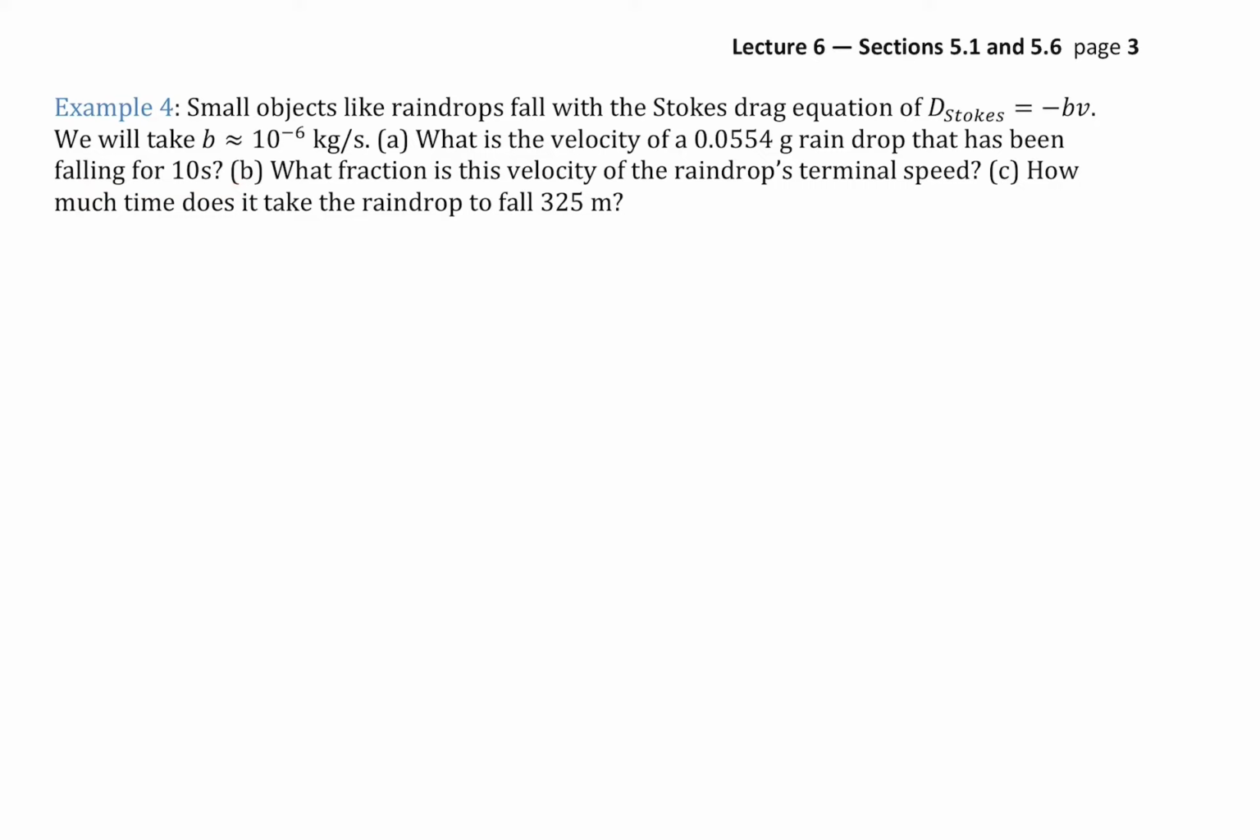Okay, so then we're just going to use the expression for the time-dependent velocity, the one that has the exponential in it. And then what fraction is this velocity of the raindrop's terminal speed? Okay, so that should be easy to compare. And then finally, how much time does it take the raindrop to fall 325 meters? This one's actually tough to solve for. I'll show you why.